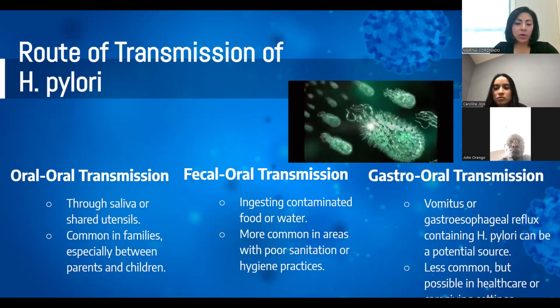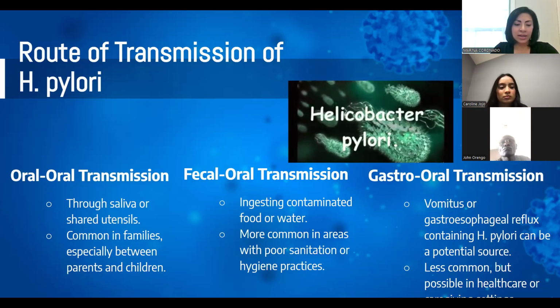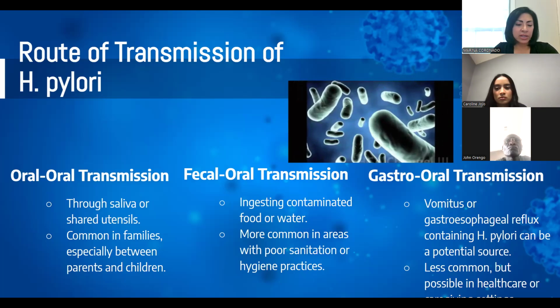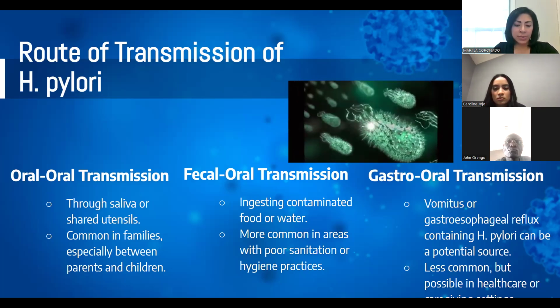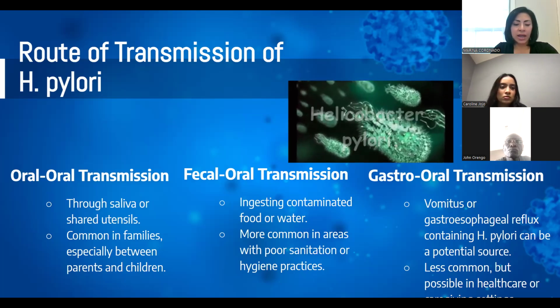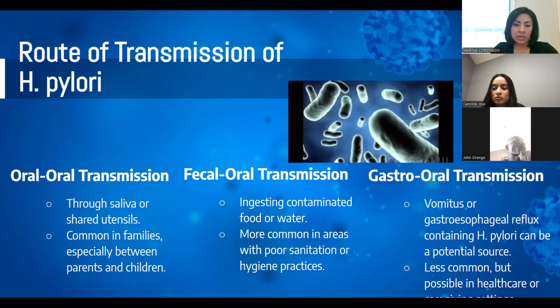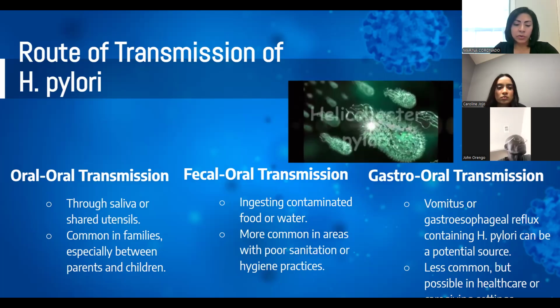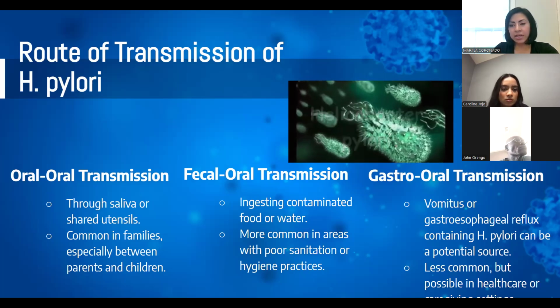And the way H. pylori spreads is through oral to oral contact, like saliva or shared utensils. Also through fecal to oral from contaminated food or water, such as in communities with poor sanitation and hygiene practices. And also through gastro to oral, through vomit or reflux, especially in caregiving or healthcare settings.